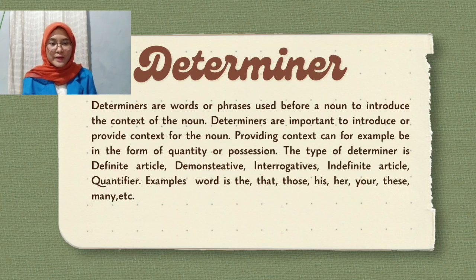Okay, next, determiner. Determiners are words or phrases used before a noun to introduce the context of the noun. Determiners are important to introduce or provide context for the noun. Providing context can, for example, be in the form of quantity or possession. The types of determiner are definite article, demonstrative, interrogatives, indefinite article, quantifier.